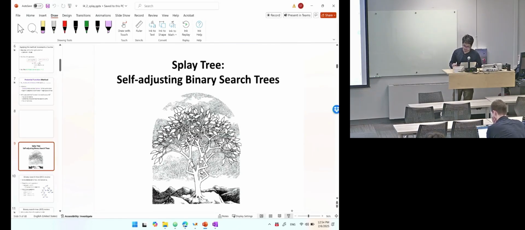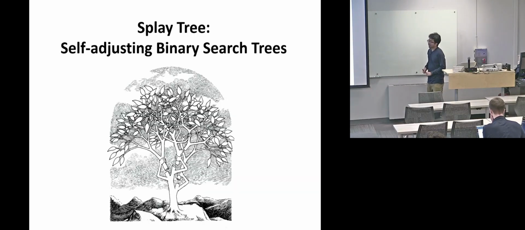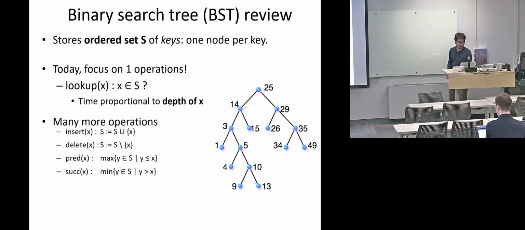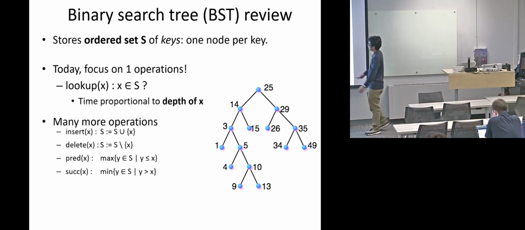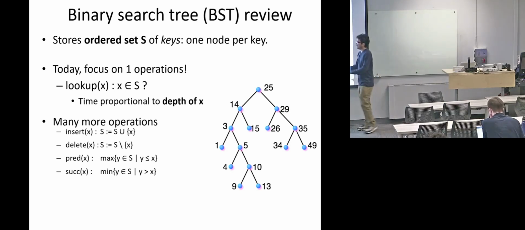So that's one topic. The next one is the Splay tree. This is one of the magical algorithms from about 40 years ago, and I want you to learn about this. Everyone knows binary search tree. It's just a tree such that for every node, everything on its left is smaller than itself and everything on its right is larger than itself. It can do a lot of things, but today we're going to look at one operation, lookup, just searching for an element.